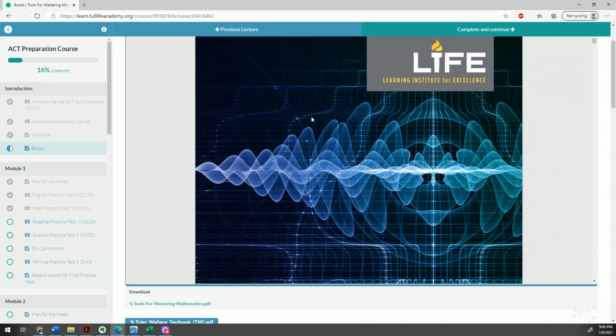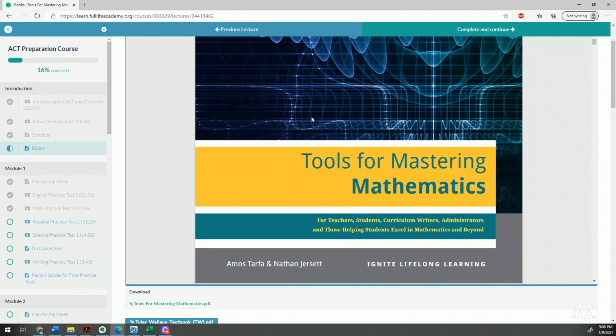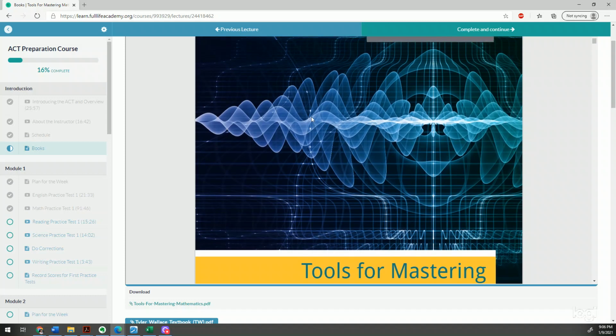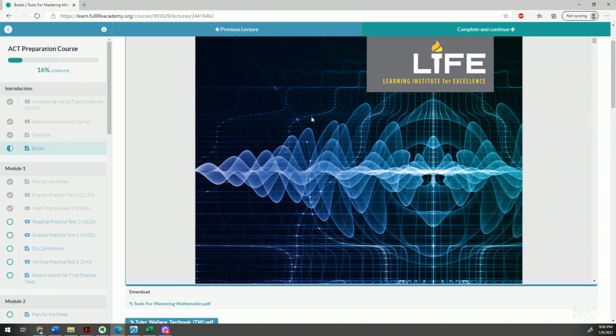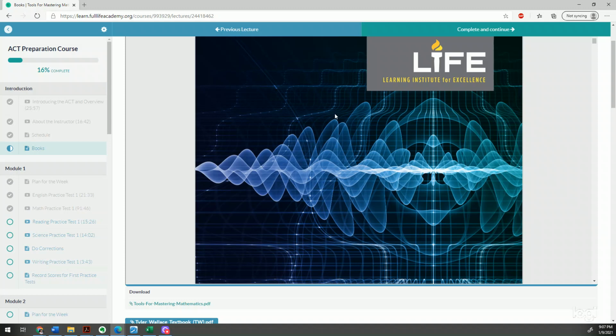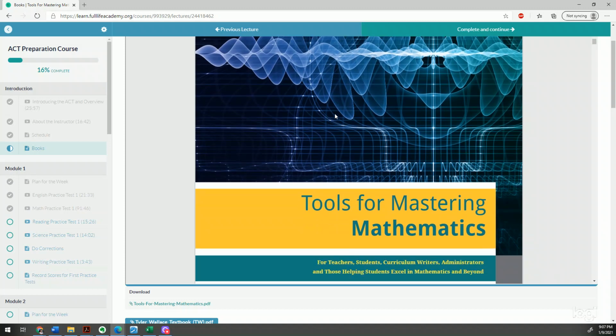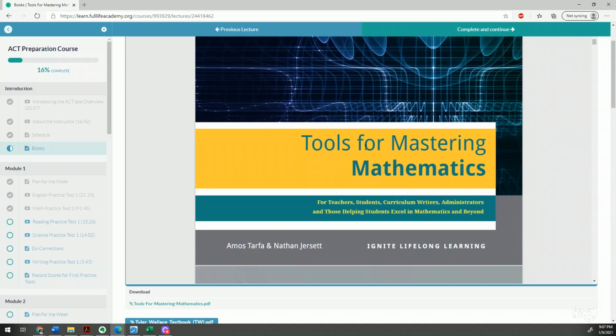The first one is Tools for Mastering Mathematics, which is the one I wrote with Nathan Josette. It goes over the nature of mathematics, how to excel in mathematics, and then it tells you about specific topics that you should be familiar with and comfortable with. It talks about the laws of logarithms, the rules of exponents, factors and multiples, all of that. So you can find that in the Tools for Mastering Mathematics book. I highly recommend that you check that out. I've provided it here for you for free.